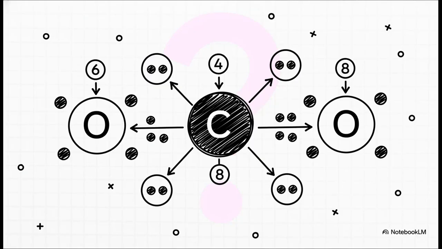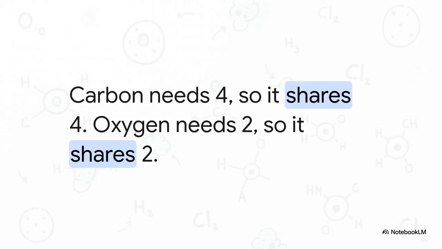So here's a puzzle for you to chew on. How do we arrange these dots and crosses to make everyone's outer shell full? Carbon has 4 but needs 8. Each oxygen has 6 but needs 8. No one is giving up their electrons entirely, so how do we satisfy everyone's outer shell using only the ingredients we have? Well, the solution is our mantra. You give what you get.